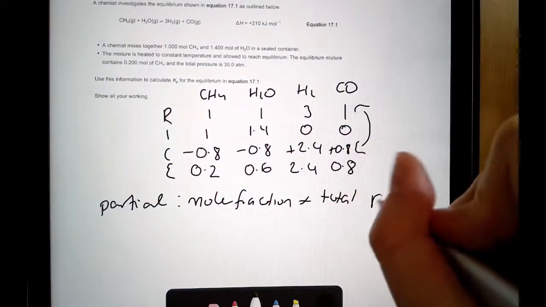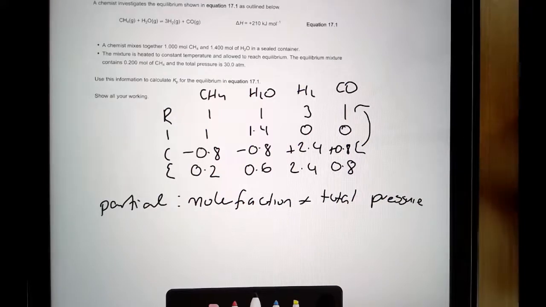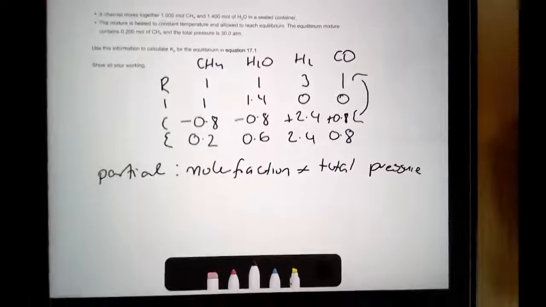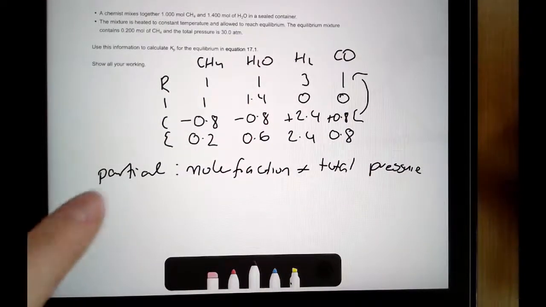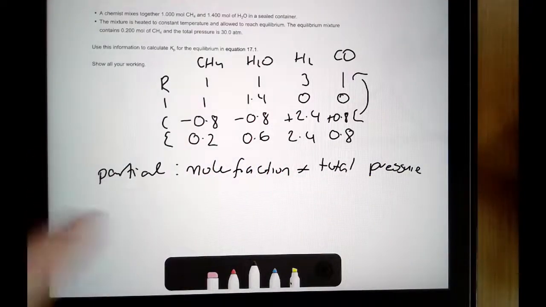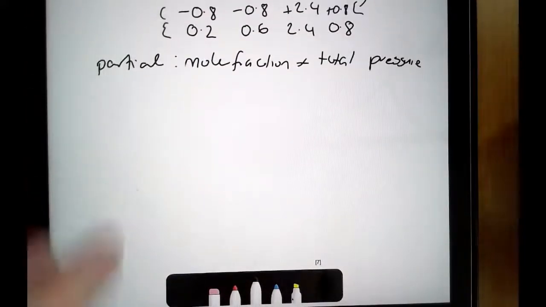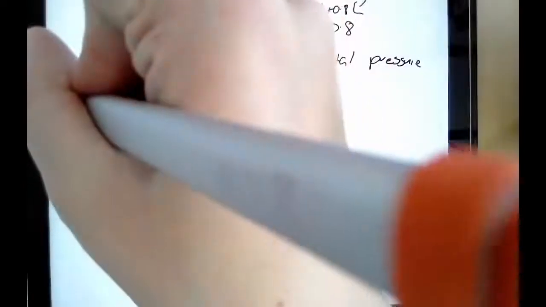So normally at Kc, when you got to this point and you had moles, you divided by volume to find concentration. Now we're trying to find partial pressures, so we're going to have to find mole fraction and then times it by total pressure. And once we've done all of that work, then we can fill the partial pressures back into a Kp expression. So for each one, I'm going to have to work out the partial pressure.